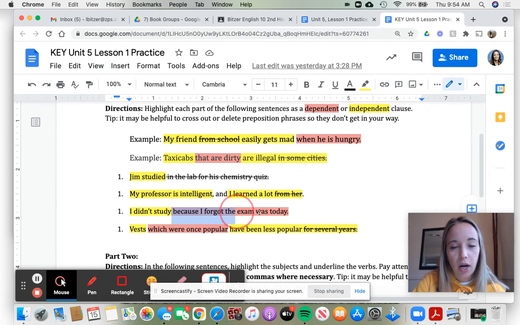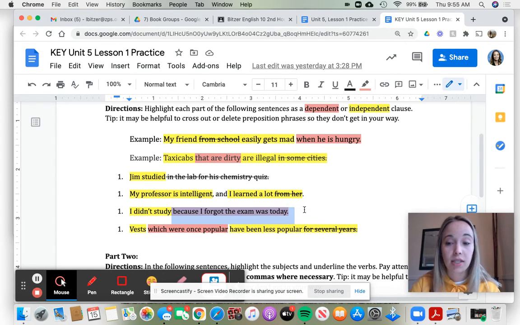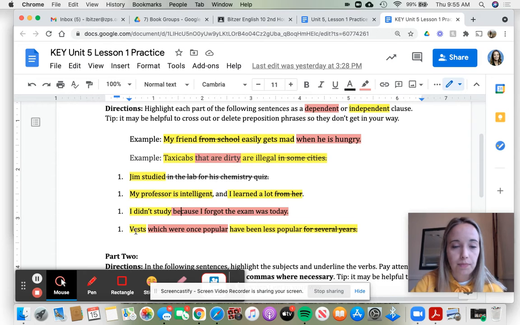However, the second part, this is tricky because it's got a subject and a verb. Because I forgot the exam was today, it sounds like a response. However, it is not complete on its own. So if you remember from last unit, this is actually an adverb clause, the because. So look out for those as well.